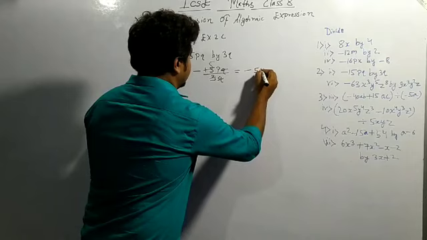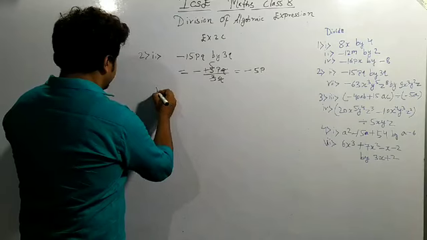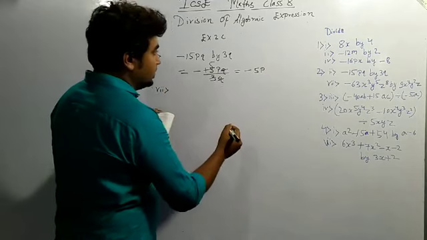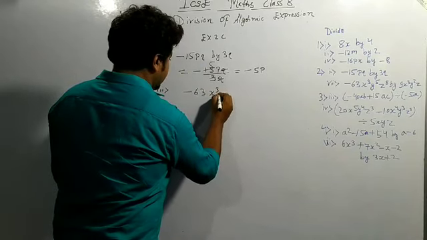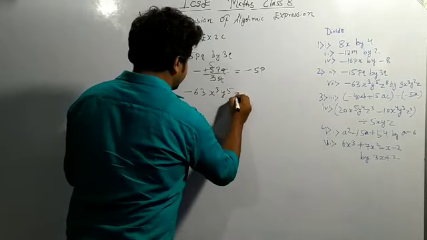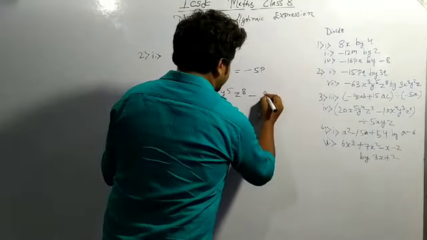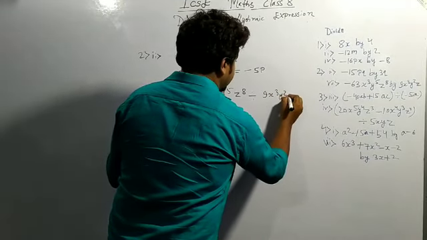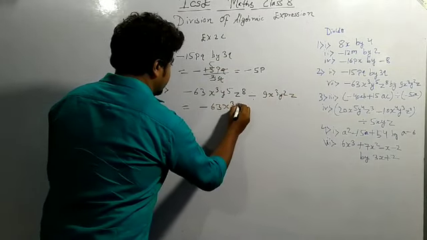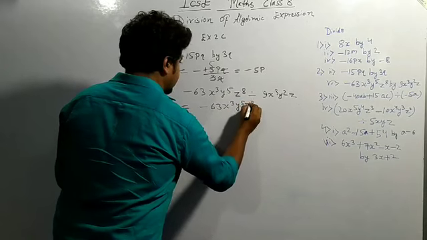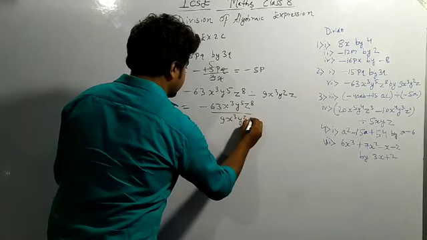5p. What is left here? Minus 5p. Now 2 bit 7. In 2 bit 7, it is given minus 63x cube y5 z8, divided by, meaning the division sign, then 9x cube y square z. So we can write it as minus 63x cube y5 z8 divided by 9x cube y square z.